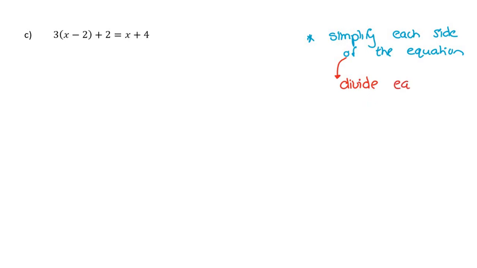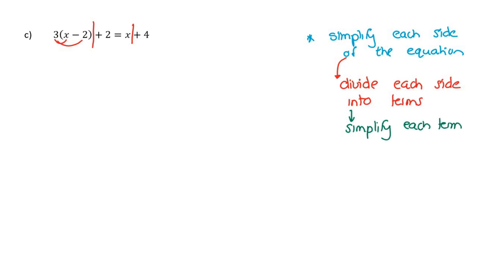Divide each side into terms, simply because it tells you what belongs with what. So the moment I divide my left-hand side into terms, if I divide the right-hand side into terms, it's pretty boring. But the left-hand side tells me that the 3 belongs to the bracket and the plus 2 does not. So what we're going to do is divide into terms, and then simplify each term. Then probably we can add like terms, but not before we've simplified each term.